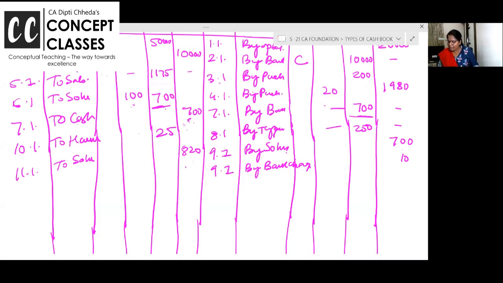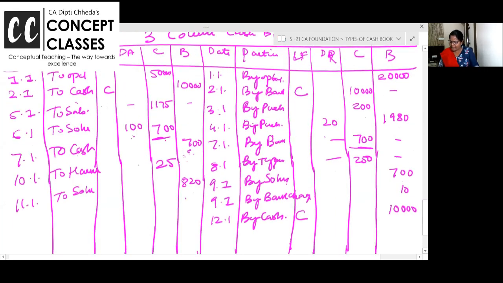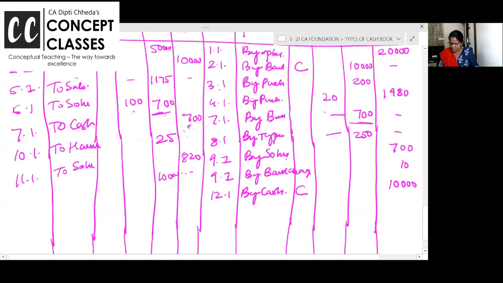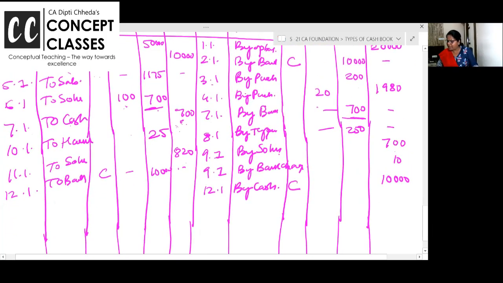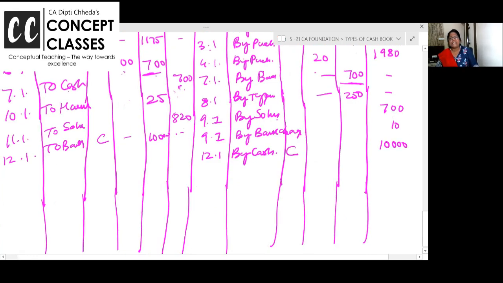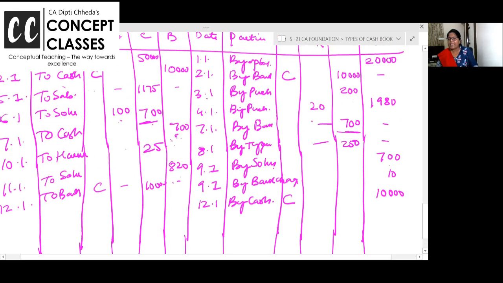Next, withdrew from bank. When you withdraw from bank, bank column credit. By cash. Which date? 12th of January. C, contra entry. And cash is coming in, money is going from the bank, 10,000. Cash is coming in. Contra entry. Easy. Are you able to write?